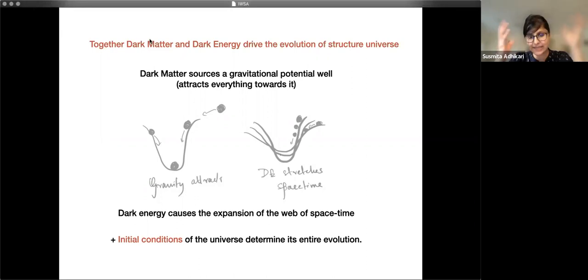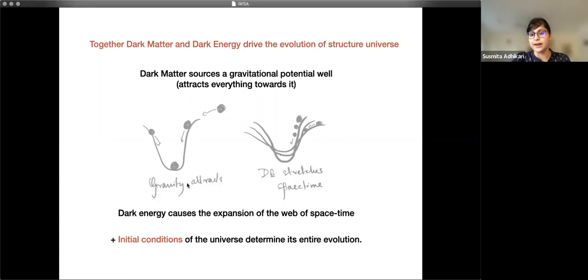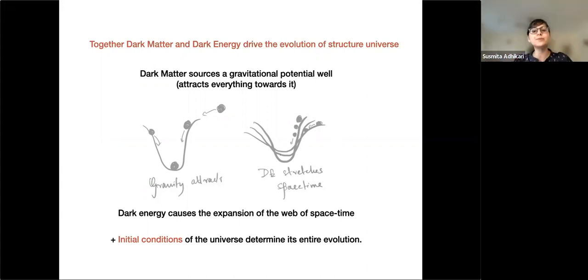So dark matter basically is gravitational, has mass and has gravity, and therefore it sources gravitation. It sources a gravitational potential. It's attractive. It tries to pull everything towards itself. So a mass will pull other mass towards itself, whereas dark energy is essentially stretching space-time, right? So it's pushing things further and further away from each other. Since both of these things coexist, the structure that we see in the universe and the arrangement of structure in the universe is essentially a combination of these two effects of gravity in an expanding universe, right?